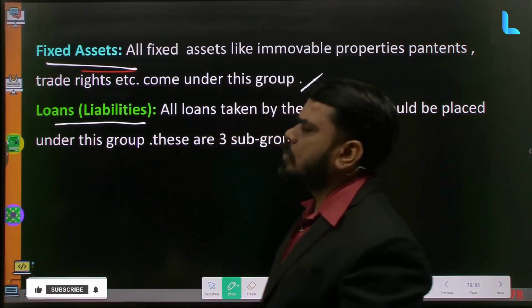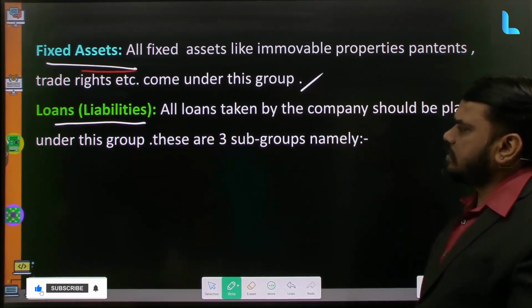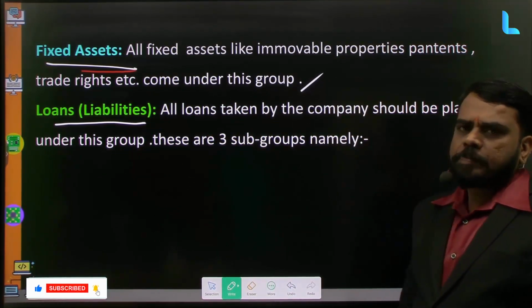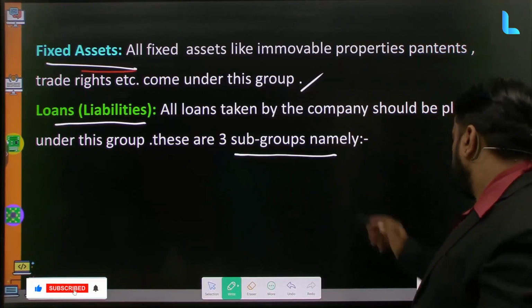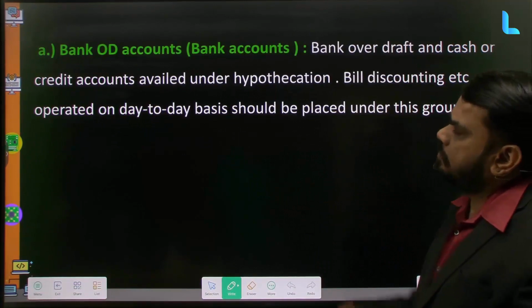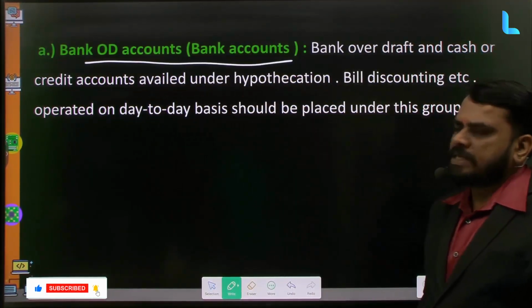These are nothing but the loans which the company is borrowing from other sources, called loans under liabilities. This has three subgroups, namely the bank OD account. So overdraft and cash credit accounts are placed under this.